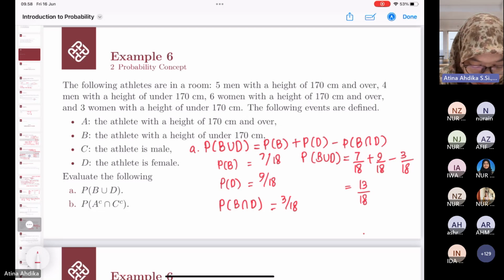Okay, so the second question. What is the probability of the intersection between the complement of A and the complement of C? What is the complement of A? We have to know first that A is the athlete with a height of 170 centimeters and over. Sorry, what is the complement of A?